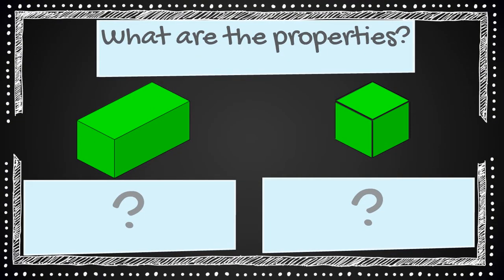So let's take a look at two well-known polyhedrons you've seen lots of times before. Can you explain the difference between these two polyhedrons? Can you think of a definition for each one without using a picture? Pause the video and see if you can come up with an answer.